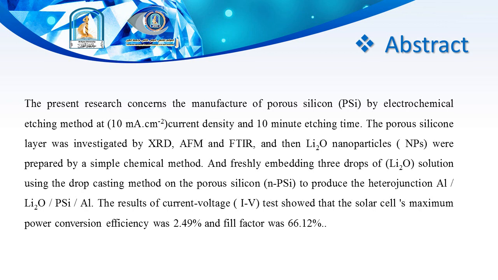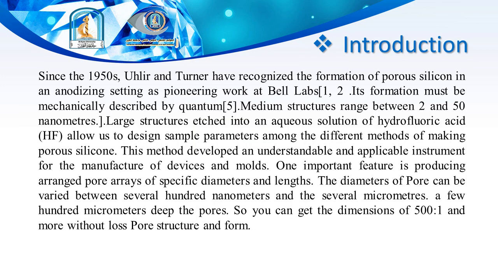We embedded 3 drops of lithium oxide solution using the drop casting method in the porous silicon to produce a heterojunction of lithium oxide on porous silicon. The current-voltage (IV) test showed that the solar cell's maximum power conversion efficiency was 2.5 and the fill factor was 66.